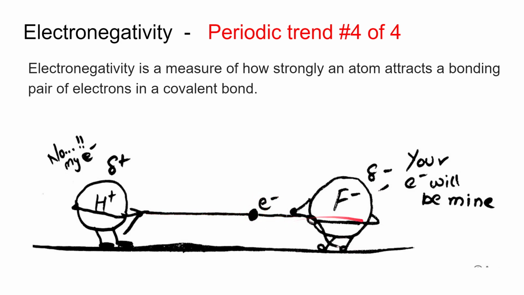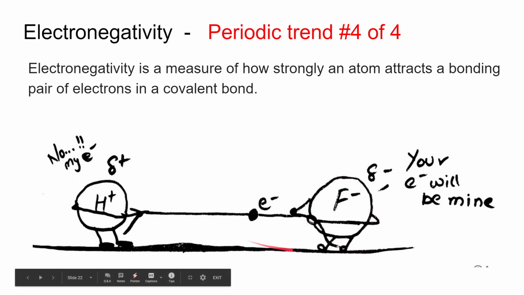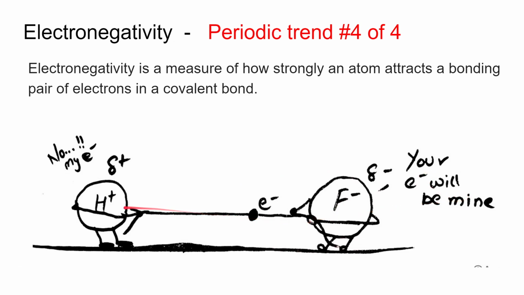The electrons are hanging out more closely to fluorine because fluorine is the most electronegative element. So fluorine is saying, your electron will be mine, hydrogen. And hydrogen is saying, no, please, fluorine, don't take my electron. And as a result, hydrogen's slightly positive. This is called delta positive, and this is delta negative, which means it's slightly negative. If you can write down this definition in your books, because it's quite a common thing to be asked, the definition of electronegativity.